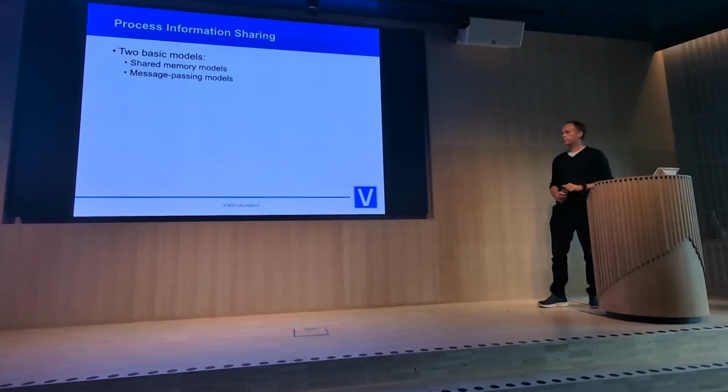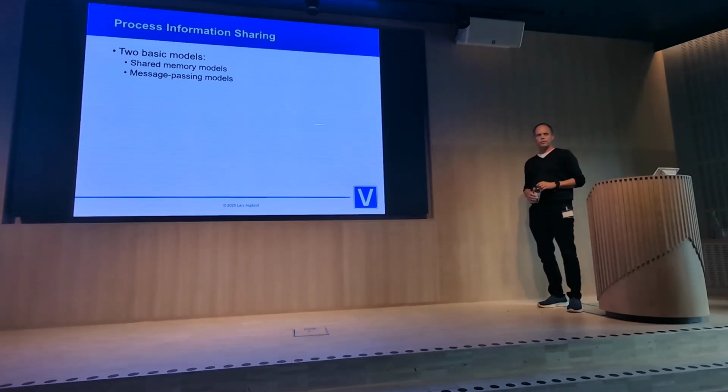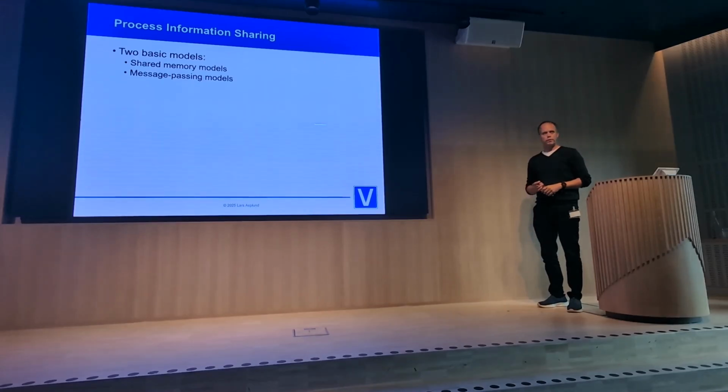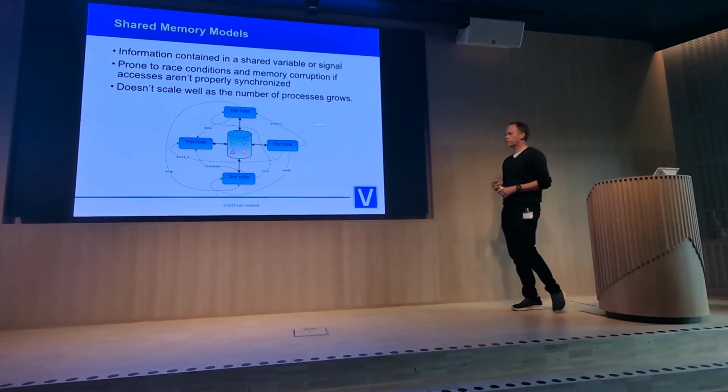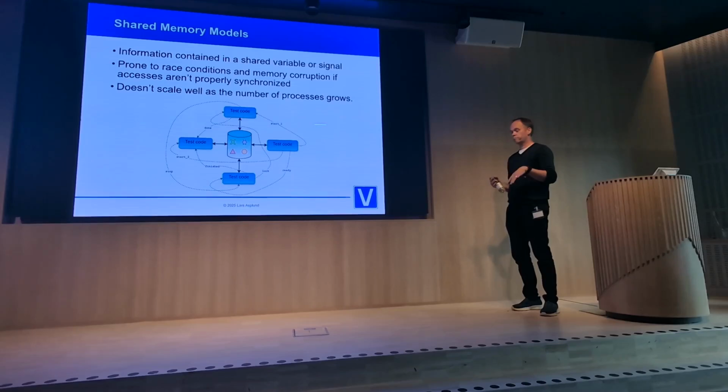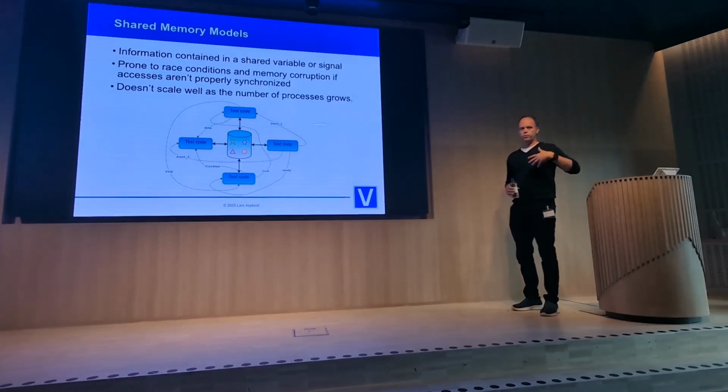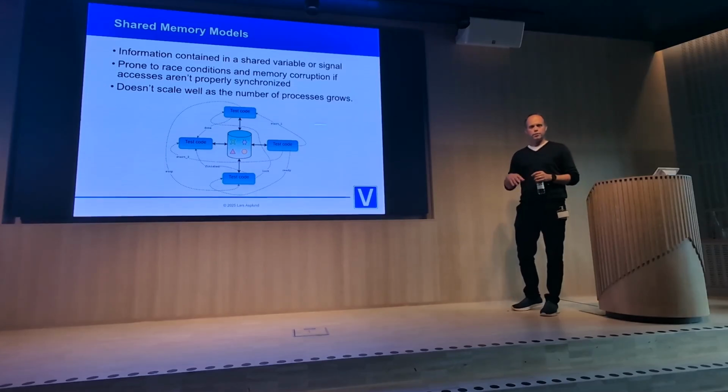When it comes to information sharing between processes, there are basically 2 main models. This is true in VHDL, and this is true in software development in general. We can have shared memory models, or we can have message passing models. When it comes to shared memory, as the name suggests, we have a common memory. In VHDL, a shared variable or global signal, in which we can write data and read data, and any process can do that. To transfer information, someone writes into memory and someone reads from the memory.